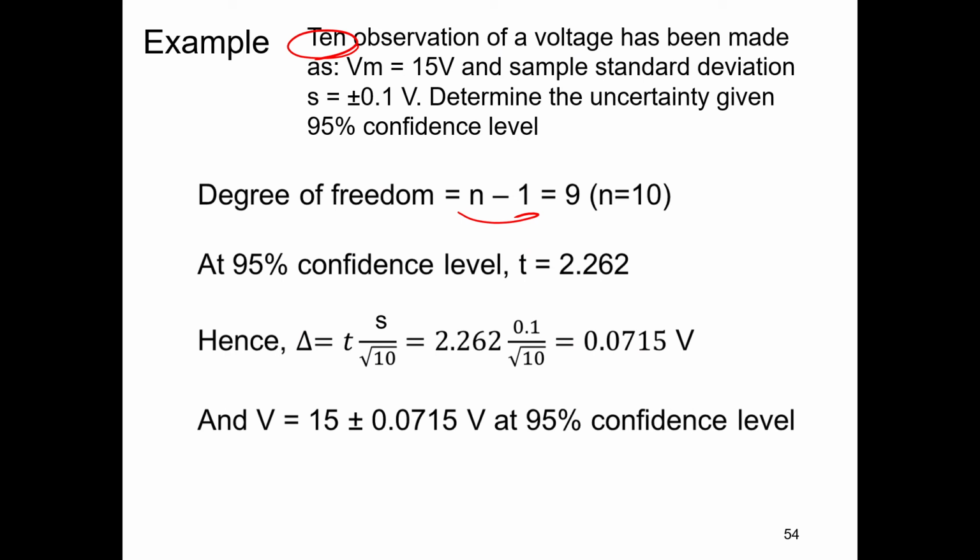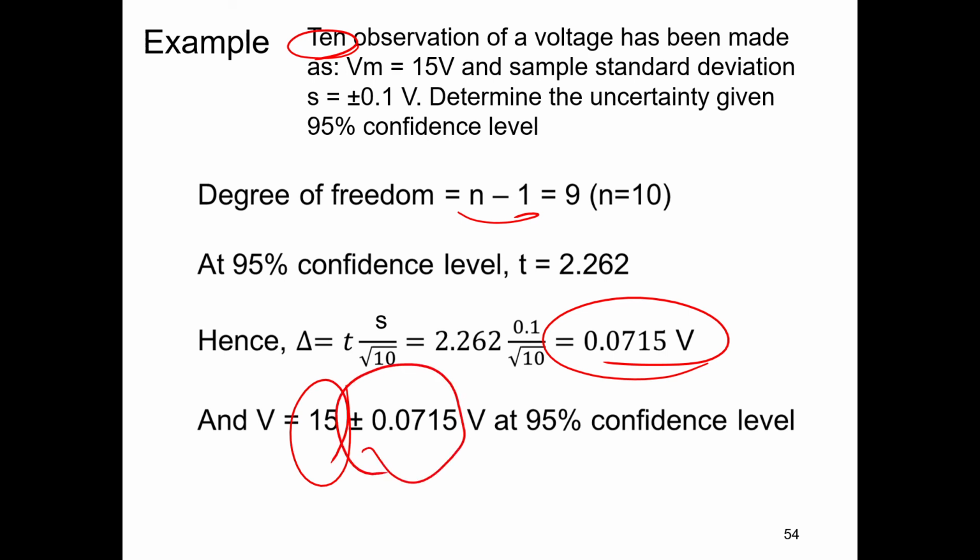So the uncertainty is simply 2.62 multiplied by 0.1 over the square root of 10, and it is 0.0715 volts essentially. So we can have a representation of the true value of the measurements with the estimate, which is VM, and the uncertainty at the 95% confidence level.